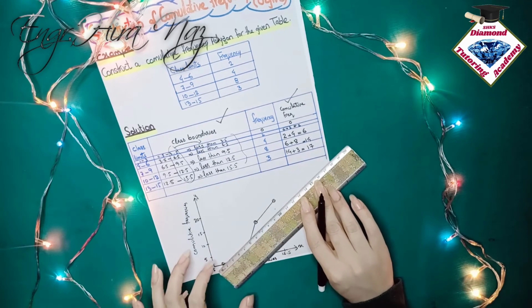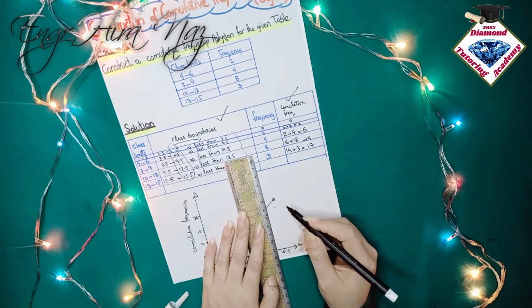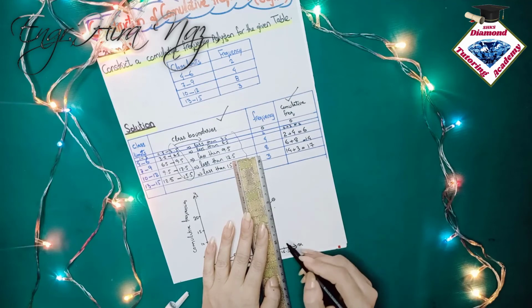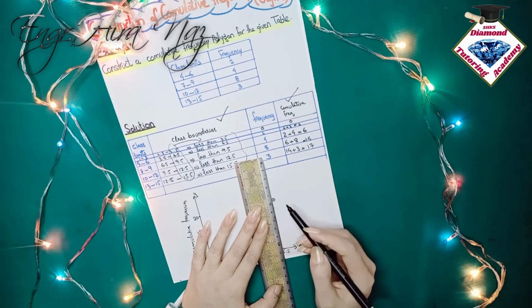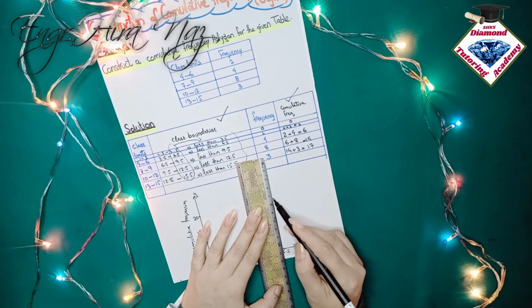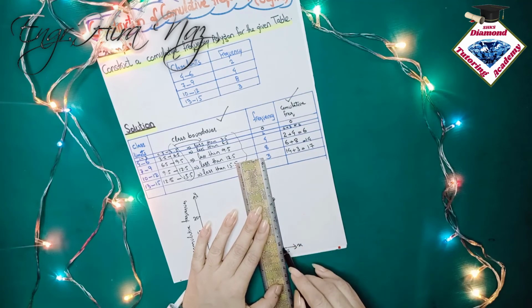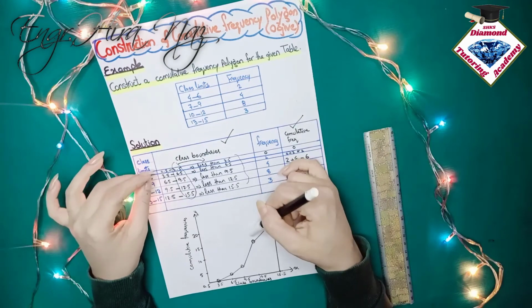Now what you have to do? Next, drop a perpendicular from the last point to the x-axis to make a closed figure. As we said, a frequency polygon is a closed figure. Now you are done with the frequency polygon.